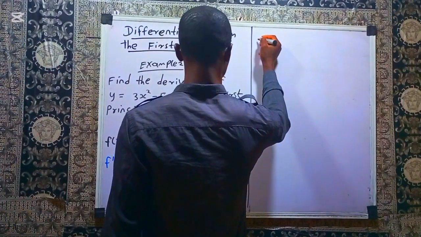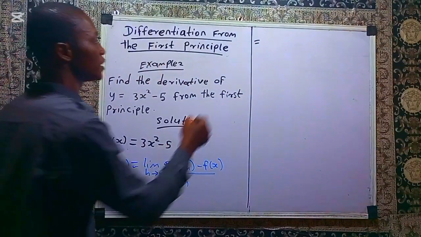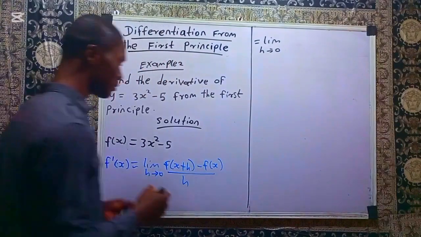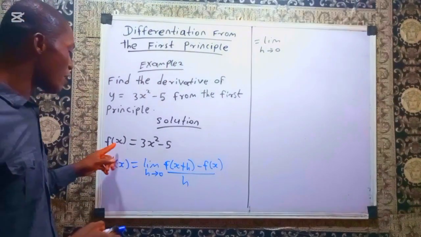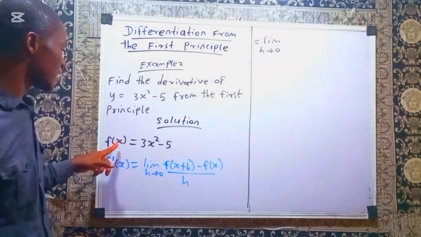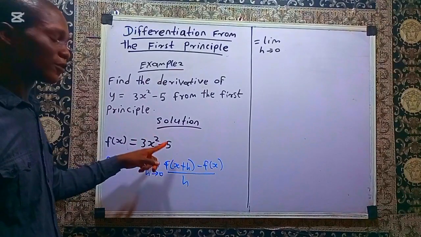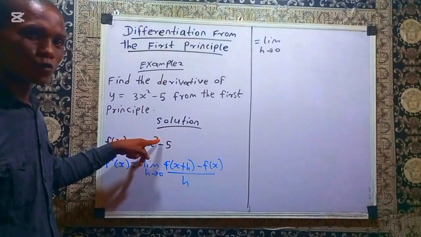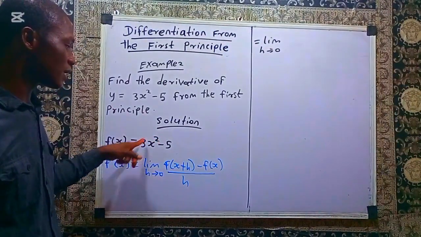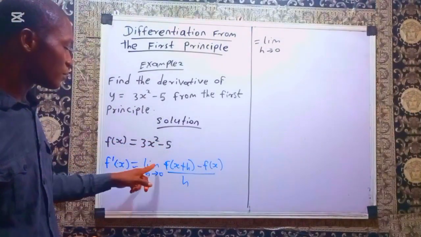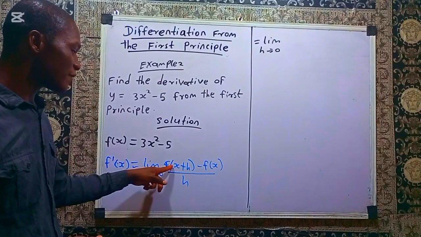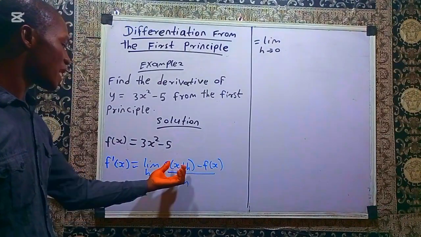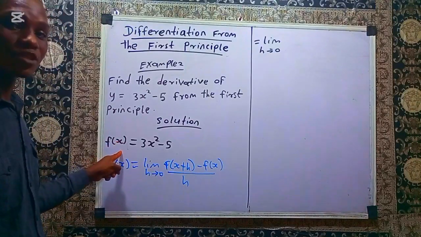So this will be equal to the limit as h goes to 0 of, remember our function, look at how our function is defined. f of x is 3x squared minus 5, which means anything you put inside the function, you are going to square it, multiply it by 3, and subtract 5. So from the formula, after the limit, we have f of x plus h. So what is inside the function is now x plus h, in place of our x.